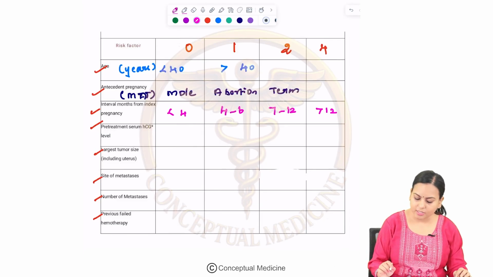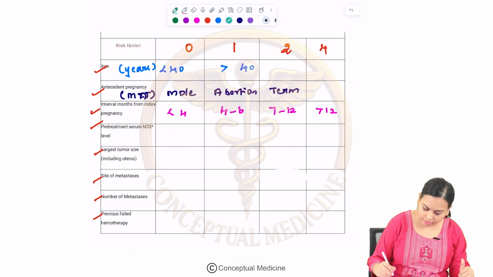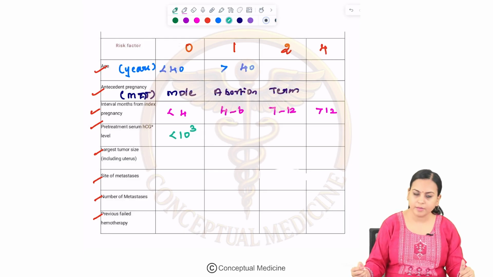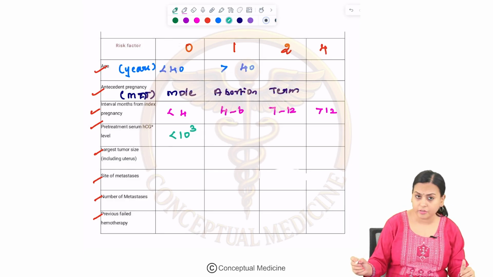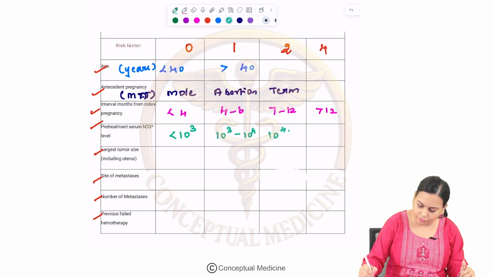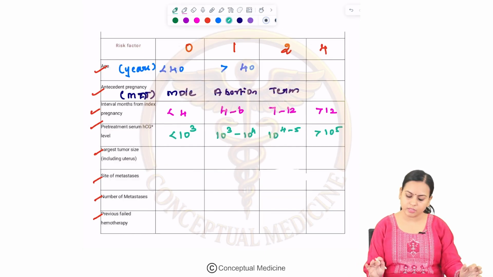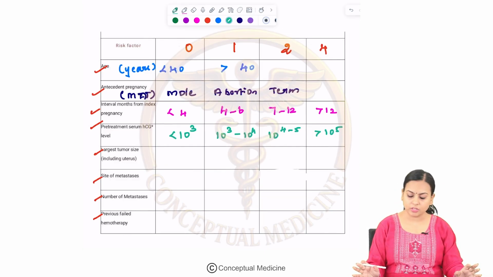Clear? Next is pre-treatment serum β-hCG levels. These levels are given in milliunits per milliliter. So, less than 10 to the power 3, then 10 to the power 3 to 10 to the power 4, then 10 to the power 4 to 10 to the power 5, and finally more than 10 to the power 5. So, that is pre-treatment serum β-hCG levels.